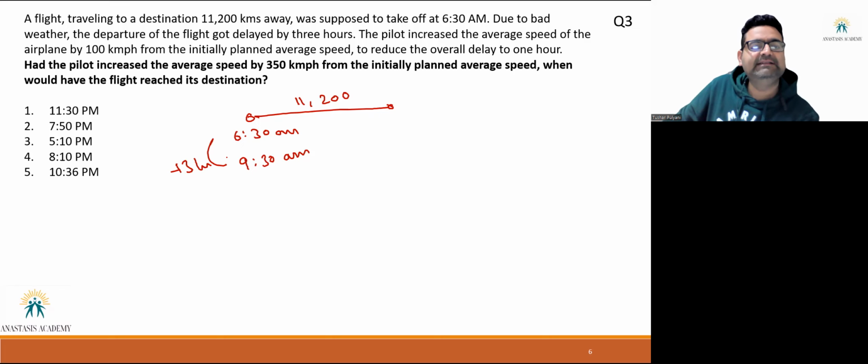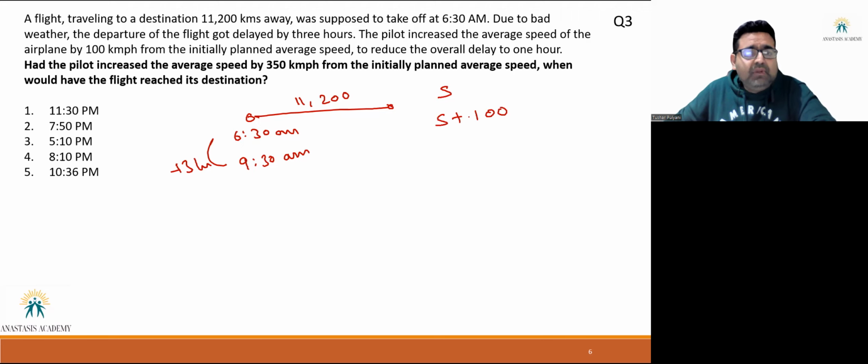Now the pilot increases his average speed from the originally planned by 100. So let's say the original speed was S. Now he does S plus 100. He was not able to reach on time, but still he is able to reduce the delay by 1 hour. So originally the delay was supposed to be 3 hours. He saves how much? 2 hours. So my time, if I calculate, is 11,200 divided by S. This was the original time which I would have taken, but by increasing speed by 100, I've reduced my time.